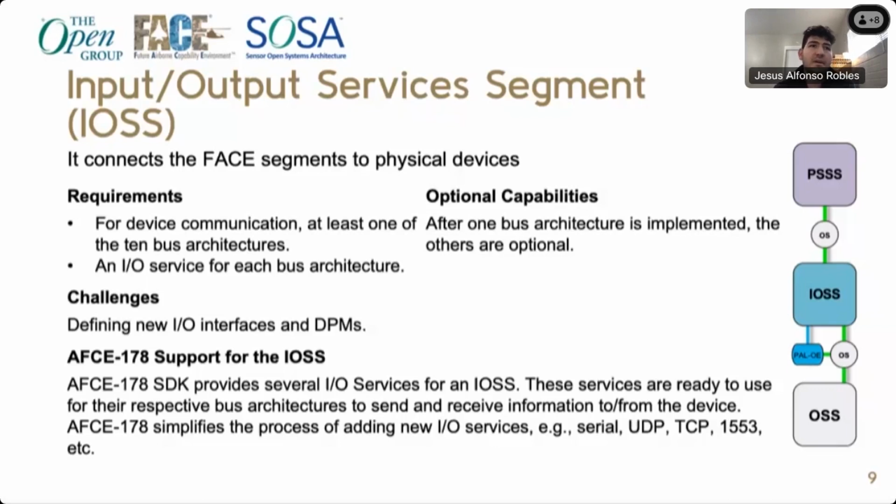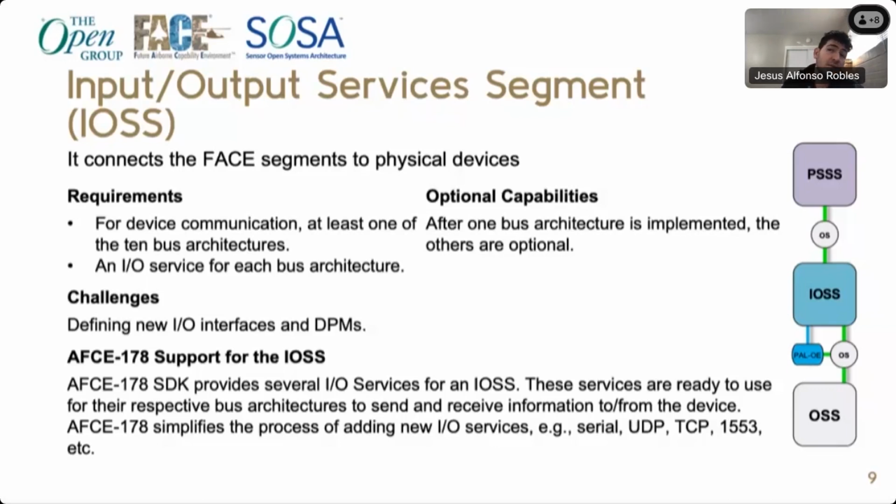Some of the currently defined bus architectures from the technical standard include I2C, 1553, serial, analog, discrete, to name a few. After implementing one of these bus architectures, all other interfaces are optional, independent of the application. If the application requires communication with more than one device of different bus architectures, an I/O service for each bus architecture is required. How does AFC 178 provide support for the IOSS?